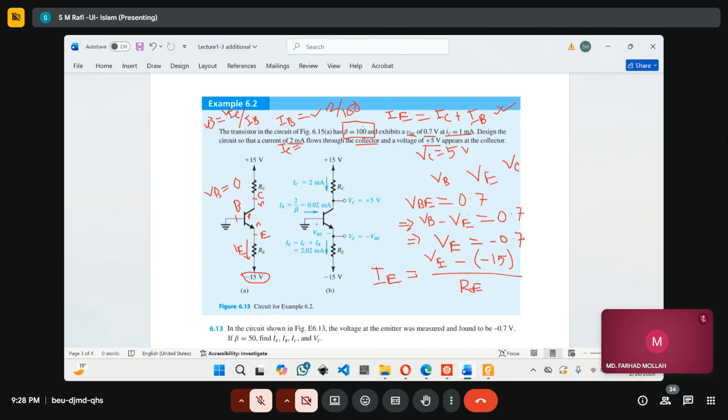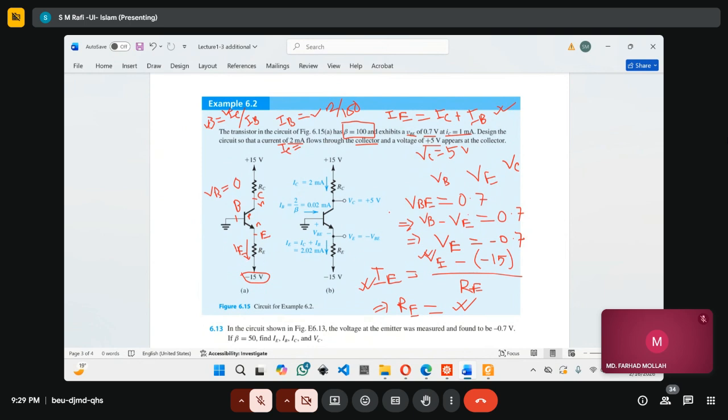So if we calculate that IE value and plug in this IE value here, we know that V, which is negative 0.7, we know IE. What was unknown? RE, right? Can you calculate RE from here? Yes, right? Everything is known. This one is known, this one is known, this one is known. We can calculate it easily. So that is one design problem, because that was unknown, we have calculated.